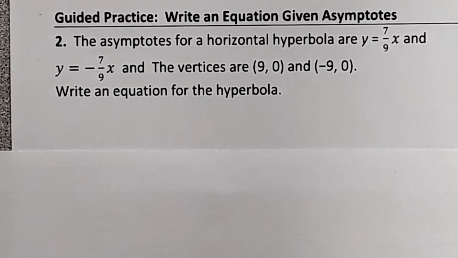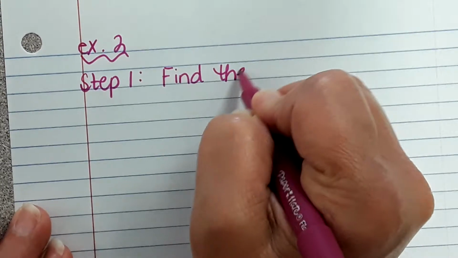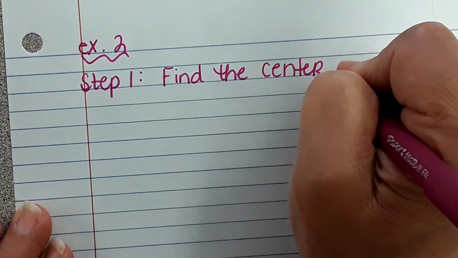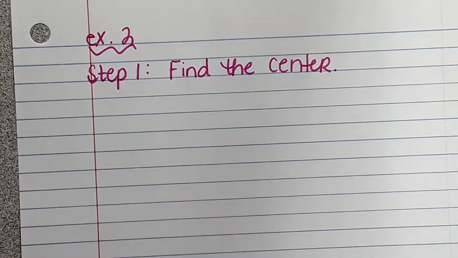Okay. So again, we're going to go through the same steps. The first thing that we need to do is find the center. So here we go. This is example 2. Step 1 is to find the center. We already know it's a horizontal hyperbola, so now we just have to figure out that center, because that center will tell us a lot.